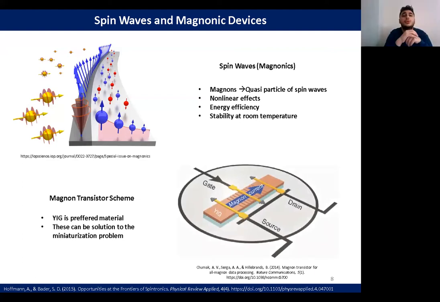Many researchers currently working in this field are using a material called yttrium iron garnet, which is called YIG. This material, which you can see in the Magnonic transistor here, has several advantages, such as being an insulator, having low spin damping, and the largest spin wave lifetime. For these reasons, YIG is preferred, but its combination with other materials can be problematic.